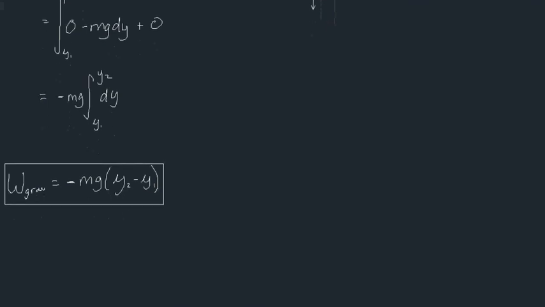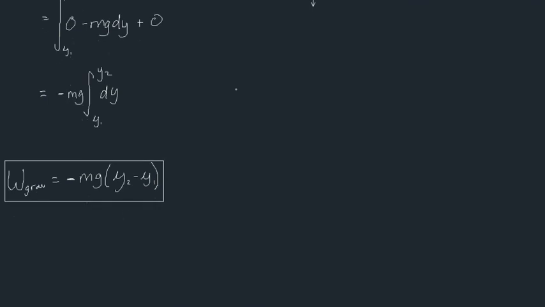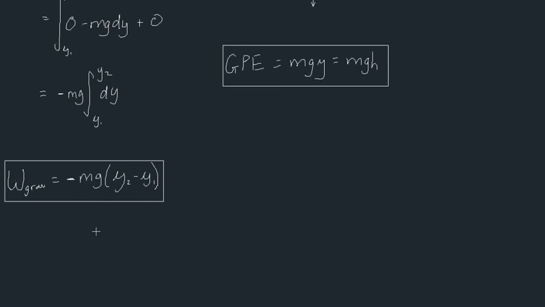Not only that, but we can continue this a little bit further. Let's define gravitational potential energy, sometimes written as GPE, sometimes written as U, as mgy, or sometimes written as mgh. Let's define this as that. Consequently now, we can re-express our work done by gravity in a different fashion. We can write this as minus mg y2 plus mg y1.